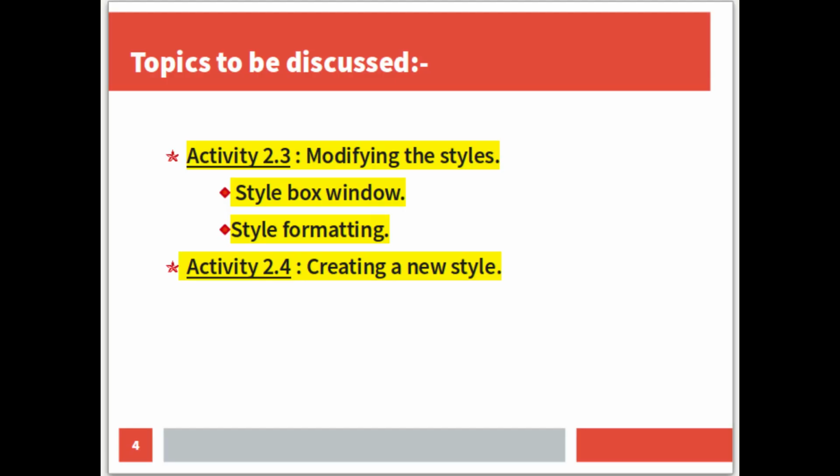In today's session, we are going to deal with two main activities. One is how to modify the styles. In this topic, you will learn about two subtopics. One is what is style formatting window, and the second subtopic is what is style window. What is the difference between, or what is the use of, style formatting window and style window. And the second main activity which should be completed in today's class is creating new style. How we can create new styles for the headings.